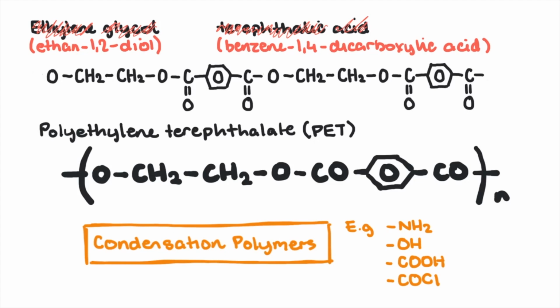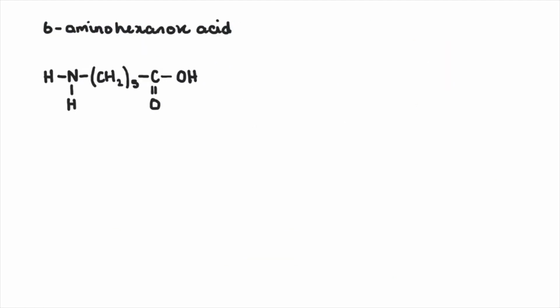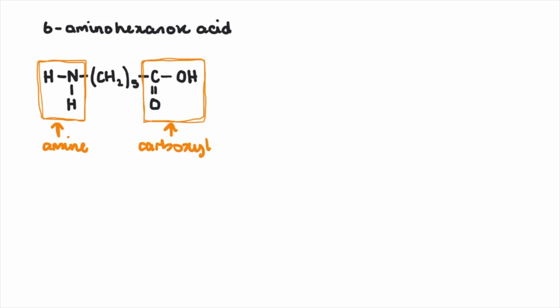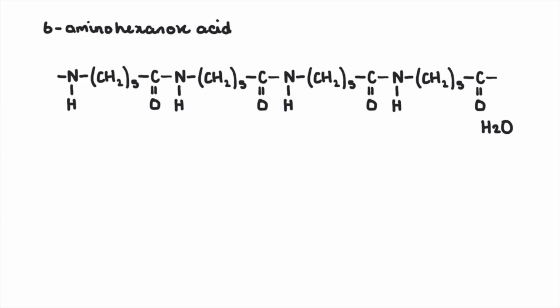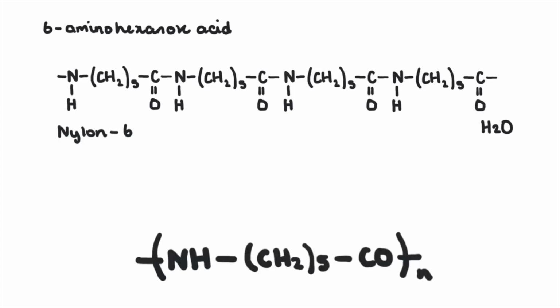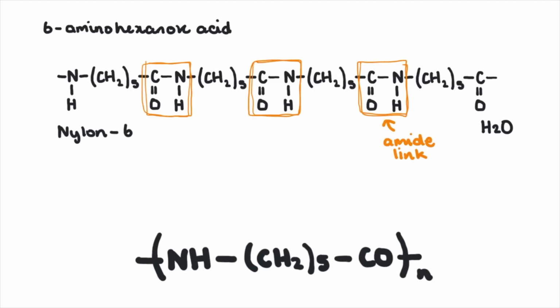Nylon 6 is another example of a condensation polymer. 6-aminohexanoic acid has an amine functional group here and a carboxyl functional group here. When these monomers join, these come off to form water. The carboxylic part comes off one end and joins with the amino end of the other monomer continuously. This is the abbreviated form of the repeating unit. Because the polymer is joined by an amide link, it is known as a polyamide.